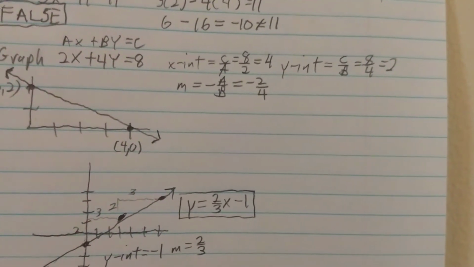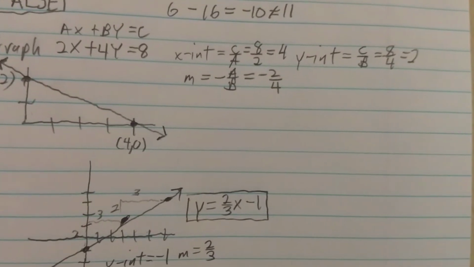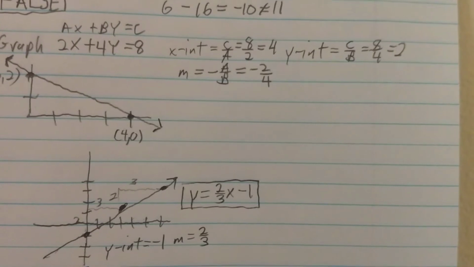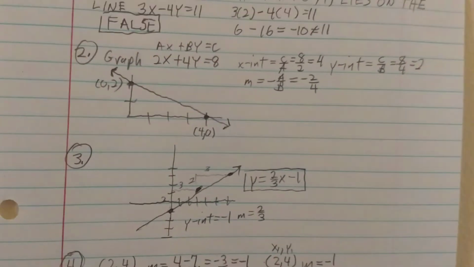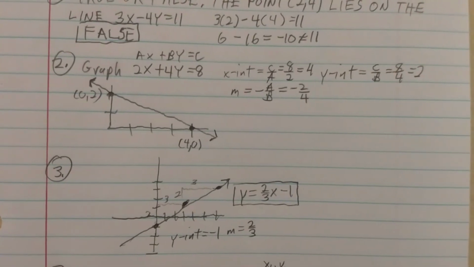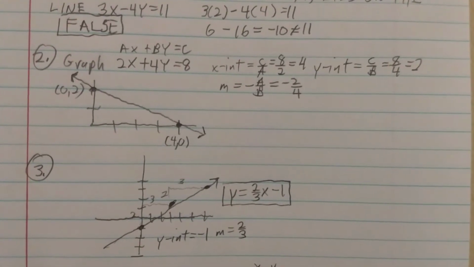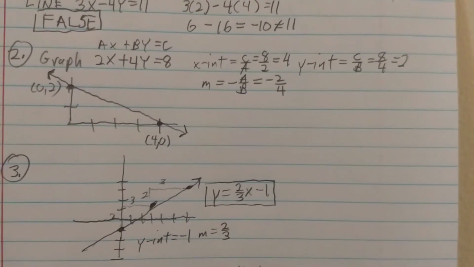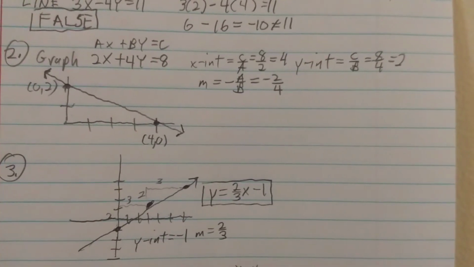where it crosses the y-axis. And the slope is always negative a over b, so that would be negative 2 over 4. So when we go to graph, we can see that the y-intercept is up at (0, 2), and the x-intercept is at (4, 0), and the slope from (0, 2) to (4, 0) is really down 2, right 4, the slope.